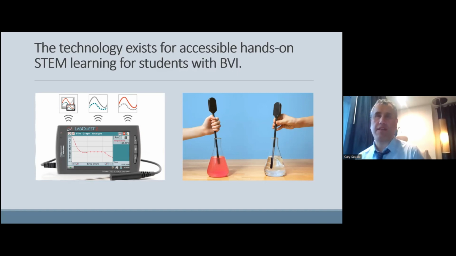And of course, the Talking Lab Quest, we call it the TLQ, also has tabular information. You can access statistical information. And it's nice because it's got a small footprint, so you can use it in the laboratory, but you can also take it out into the field.